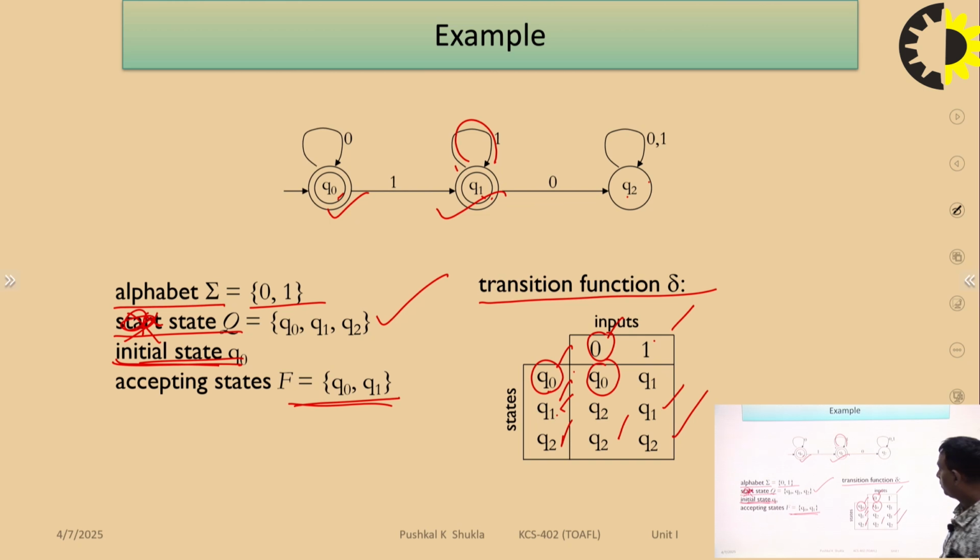Here Q0 and Q1 are both final states, so we mark them with a star, and Q0 is also the initial state, so we mark it like this. So this is the way to represent a DFA.